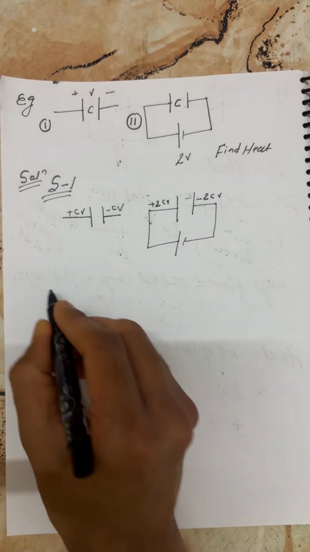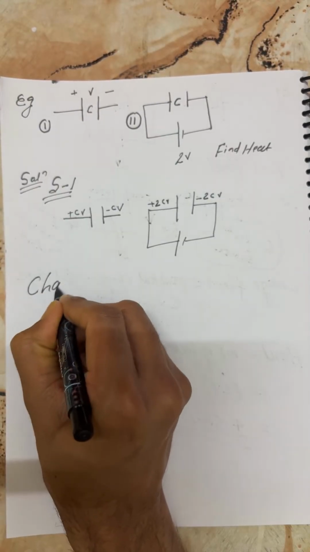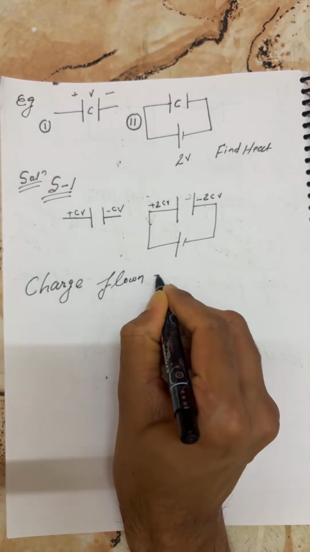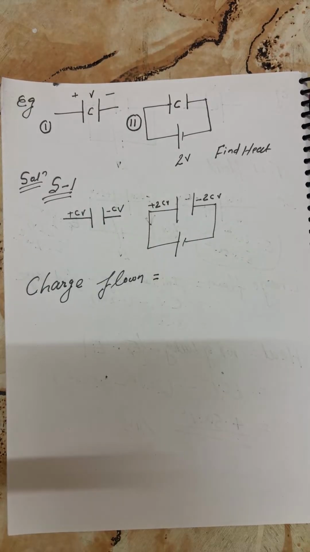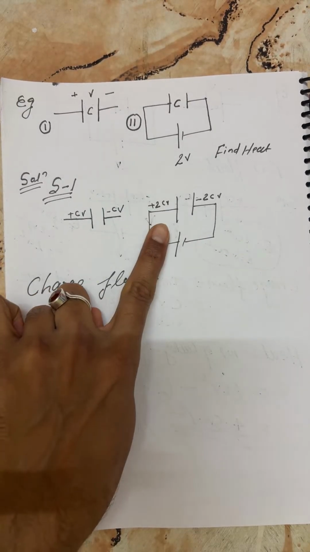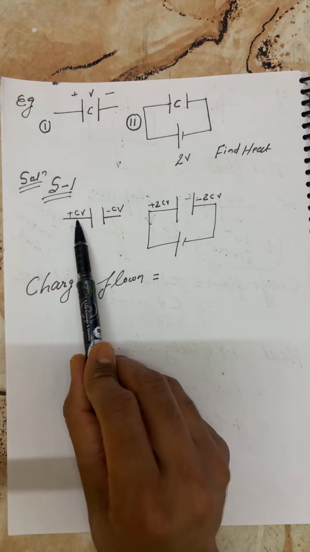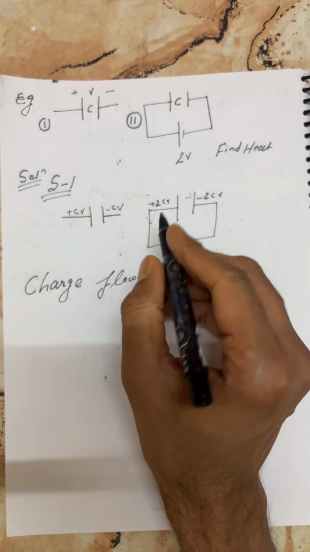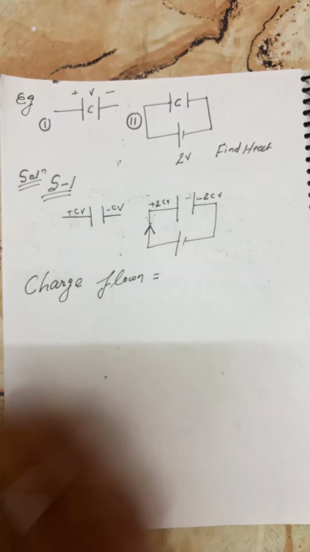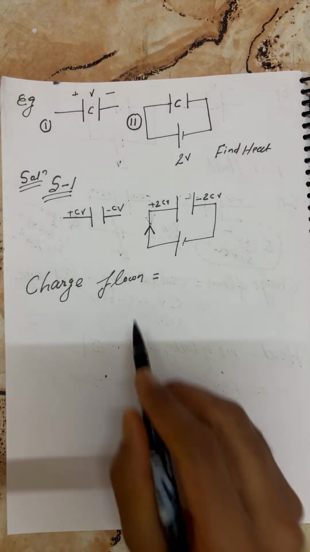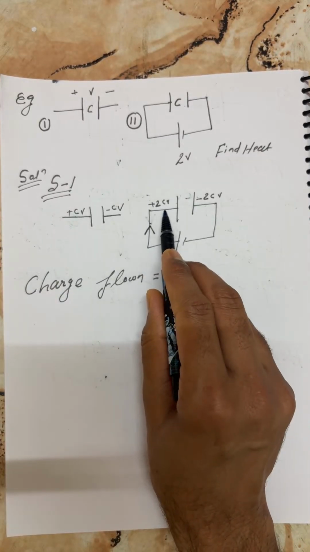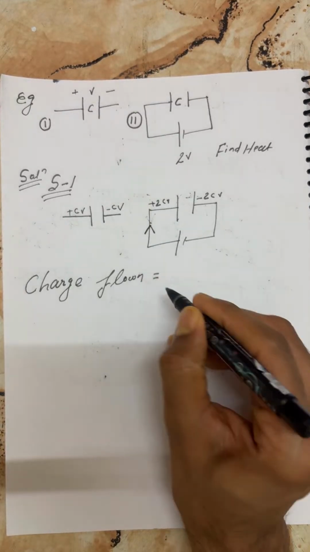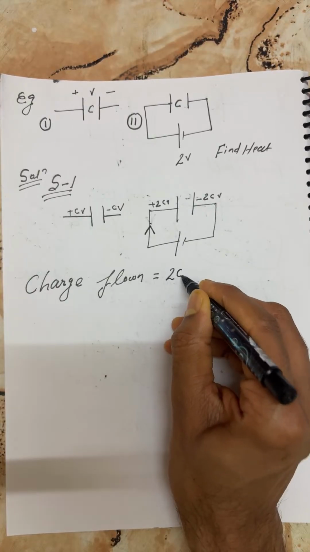We have to find the charge flow. Now, students, see carefully. Initially it is CV and finally it is 2CV. So the charge is increasing over there. This is the first condition. How to find the charge flow here? If the charge is increasing, then the charge flow is the final charge on the capacitor minus the initial charge. So what is the final charge? You can say this is what?